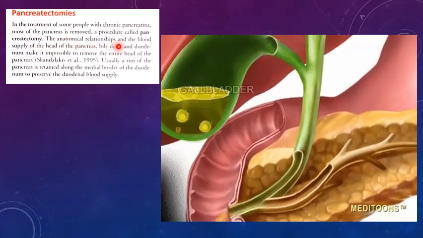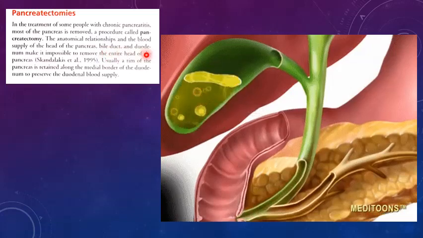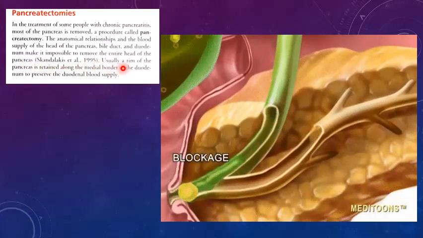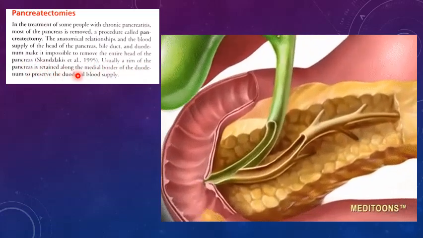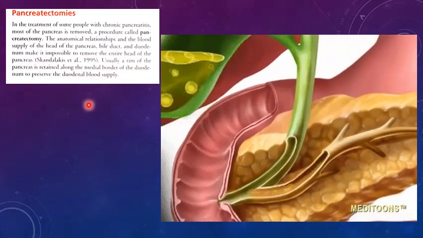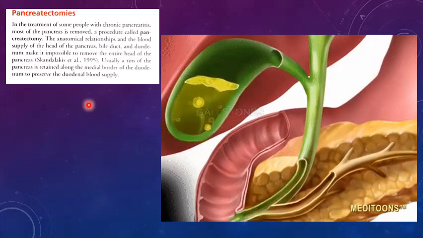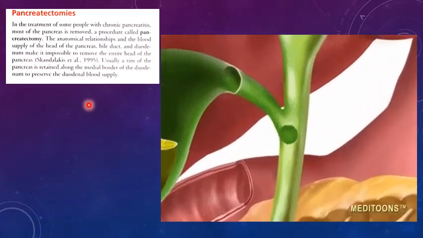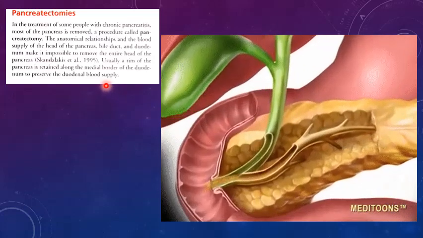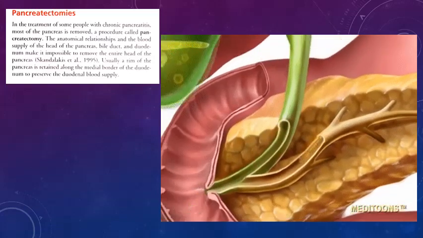The anatomical relationships and the blood supply of the head of the pancreas, bile duct, and duodenum make it impossible to remove the entire head of the pancreas. So usually a rim of the pancreas is retained along the medial border of the duodenum to preserve the duodenal blood supply. We cannot remove the pancreas in one piece because that will disturb the blood supply of the duodenum also. So just a rim of pancreatic tissue along the medial border is left to preserve the blood supply to the duodenum. That point should be noted.